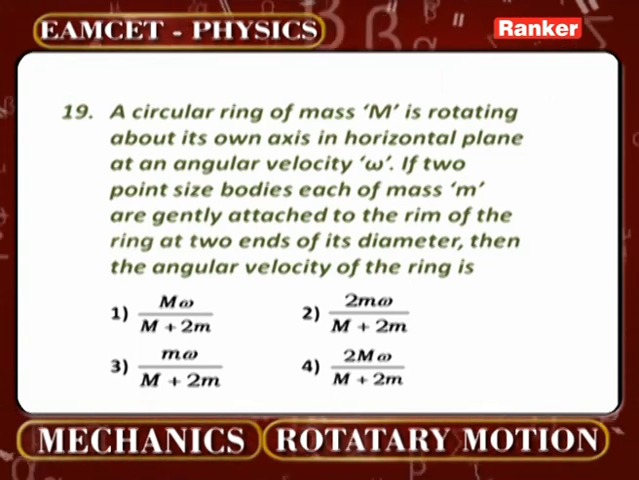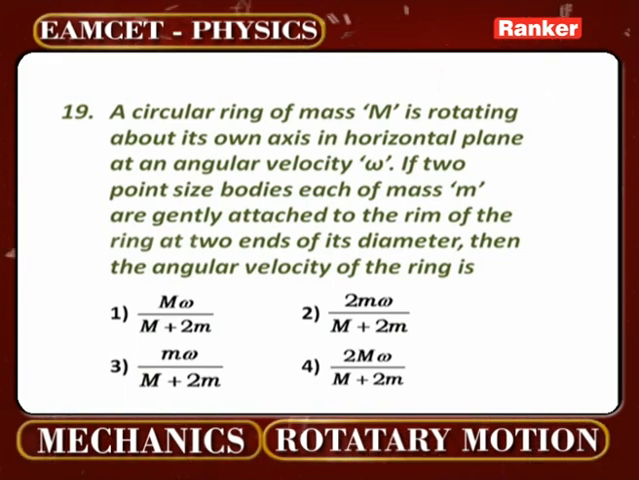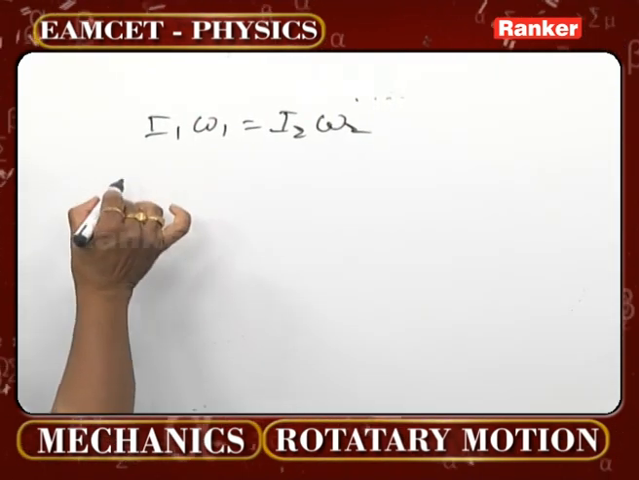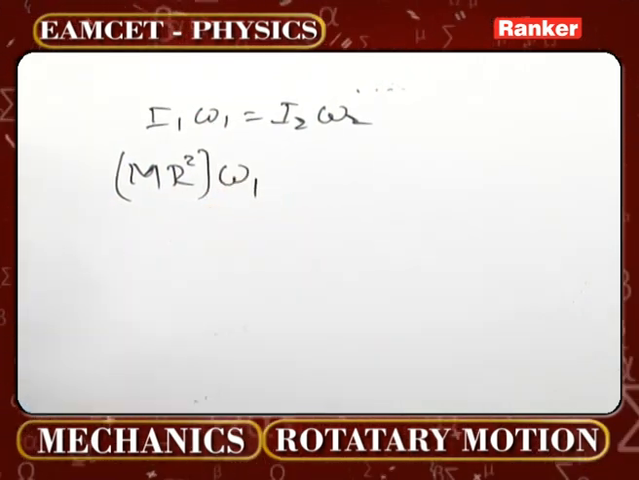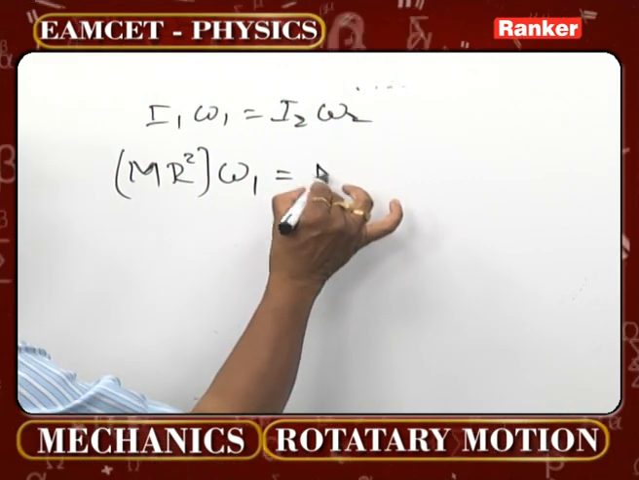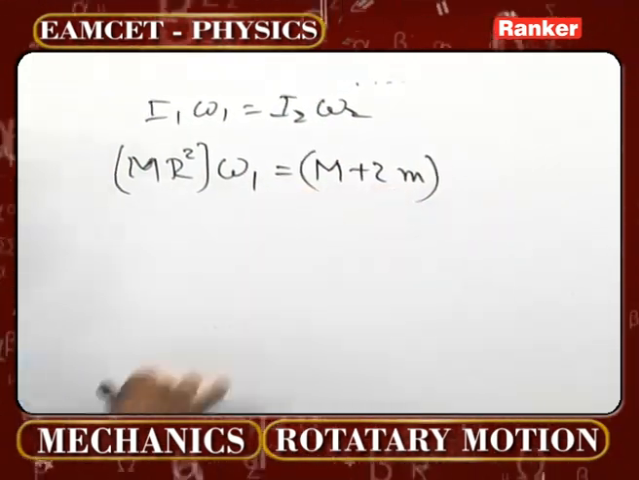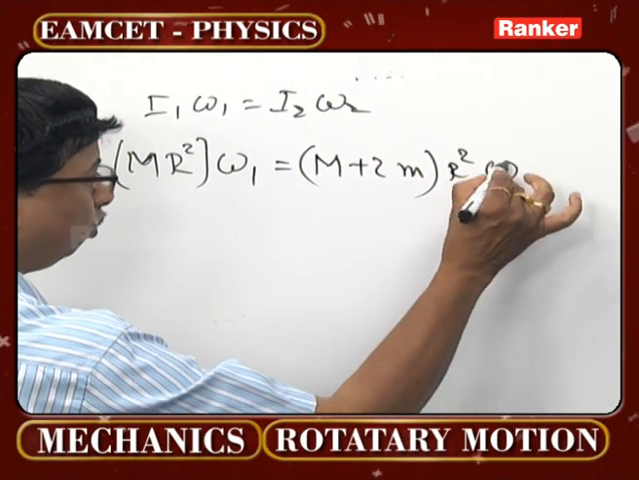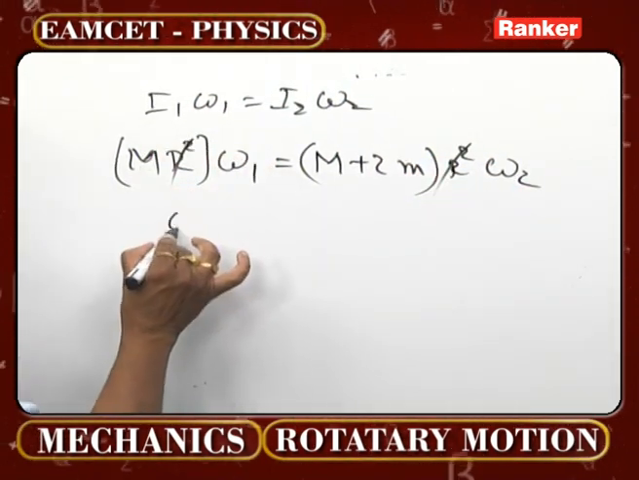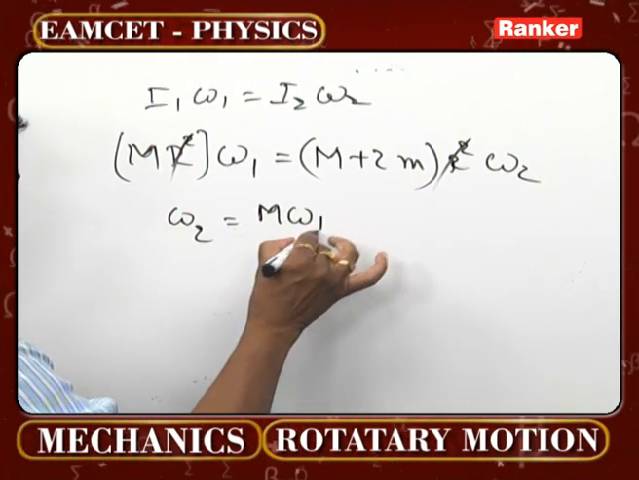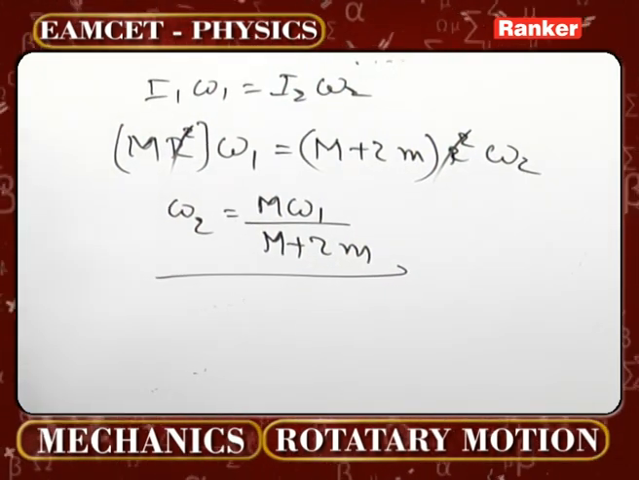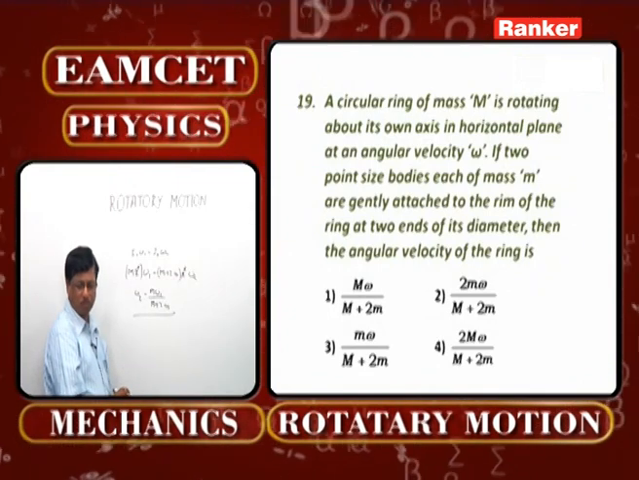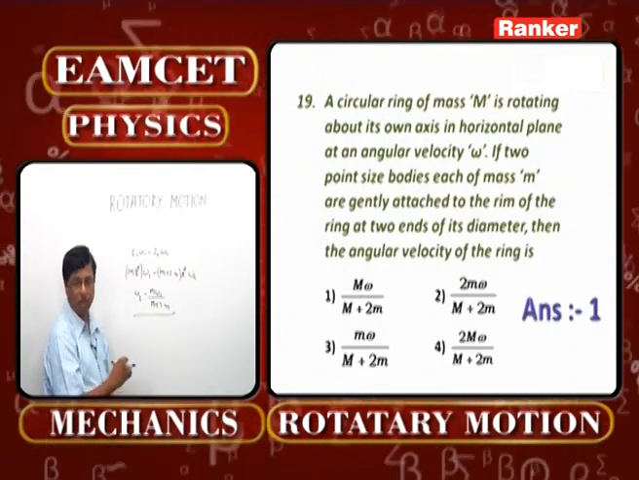In fact, when you are talking about a ring like this, I1 omega 1 must be equal to I2 omega 2. That is the concept. What is the actual mass given? M. So you can write mr square into omega 1. Is equal to M plus how much is attached to that? 2m into r square into omega 2. R square gets cancelled. Then what will omega 2 be? M omega 1 by M plus 2m. That is the corresponding formula. That means which one is tallied? Directly option 1 is going to be tallied there. That is the corresponding answer for us.